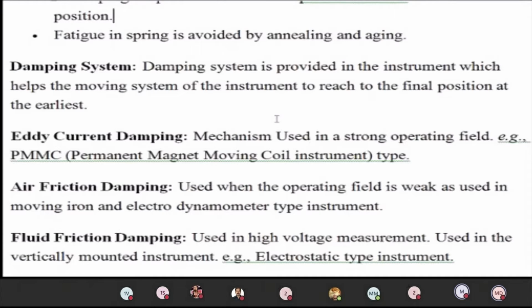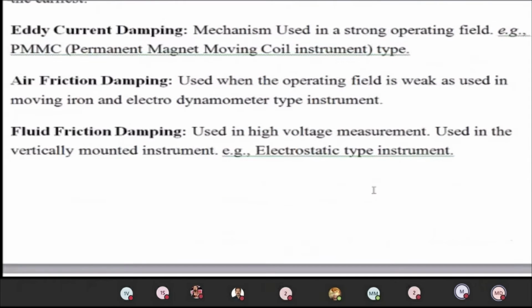Next is the damping system, which is provided in the instrument, which helps the moving system of the instrument to reach the final position at the earliest. Similarly, eddy current damping is there. This mechanism is used in a strong operating field, for example the permanent magnet moving coil instrument. And air friction damping, as you would have learned in the theory, is the same here. It is used when the operating field is weak, as in moving iron and electrodynamometer type instruments.